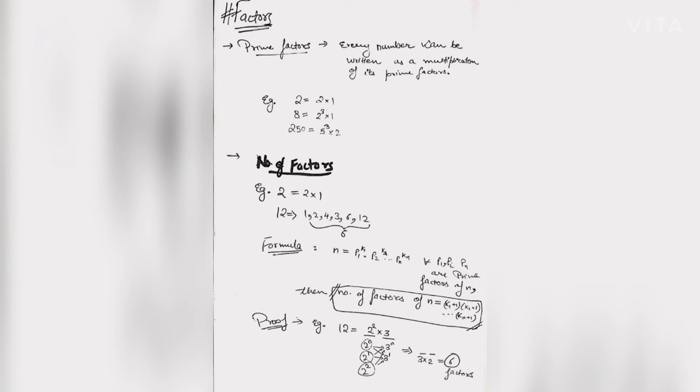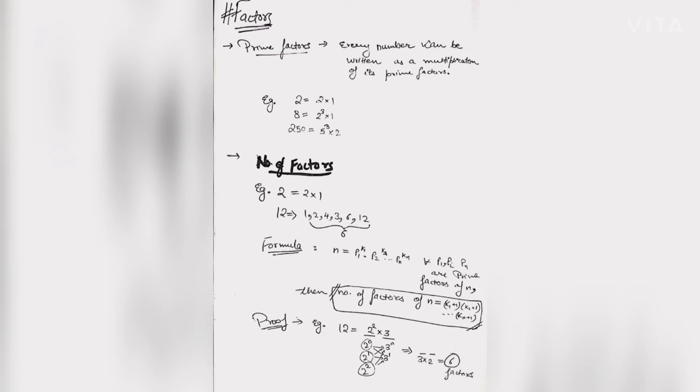Alright, so in the third lecture we are going to talk about factors, and within that firstly prime factors. Prime factors can simply be said to be numbers whose multiplication leads to any number. So every number can be written as the multiplication of its prime factors with their specific powers. For example, 2 is equal to 2 into 1, 8 can be written as 2 to the power 3 into 1, 250 can be written as 5 raised to the power 3 into 2.